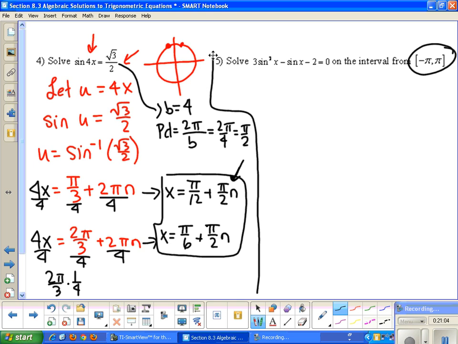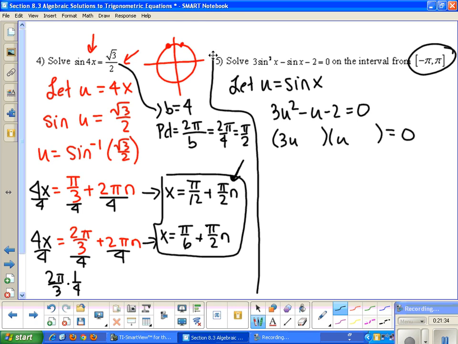So for this one, when I look at this, if I have 3 sine squared x minus sine x minus 2, this tells me I can probably factor that. So I'm going to check. I'm going to let u equal the sine of x to make this easier. So I have 3u squared minus u minus 2 equals 0. So if I have this, I recognize that I can factor this equation. So this factors into 3u, and I know this is going to be u. And so then I have to think of my factors. So (3u plus 2)(u minus 1) is going to be equal to 0.